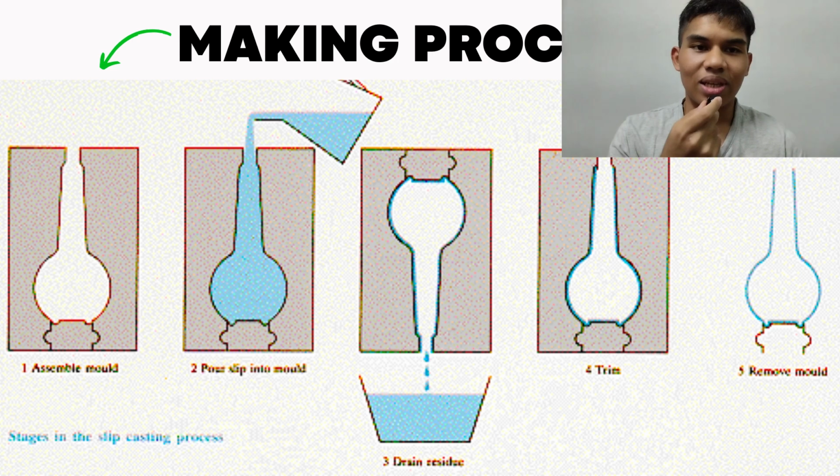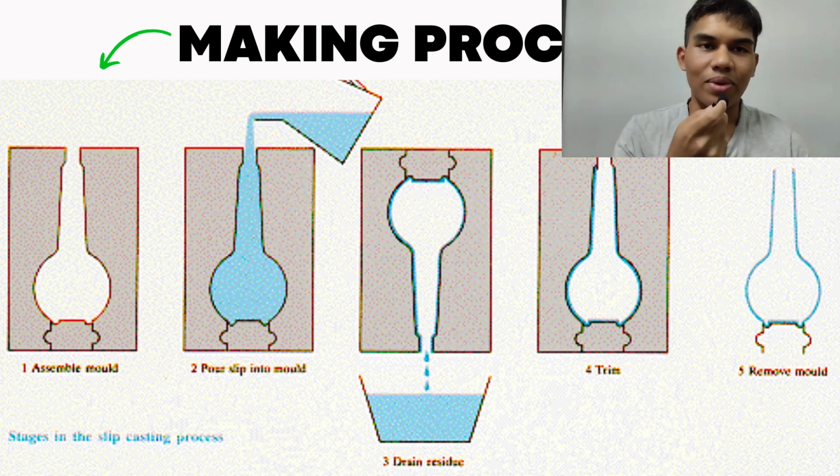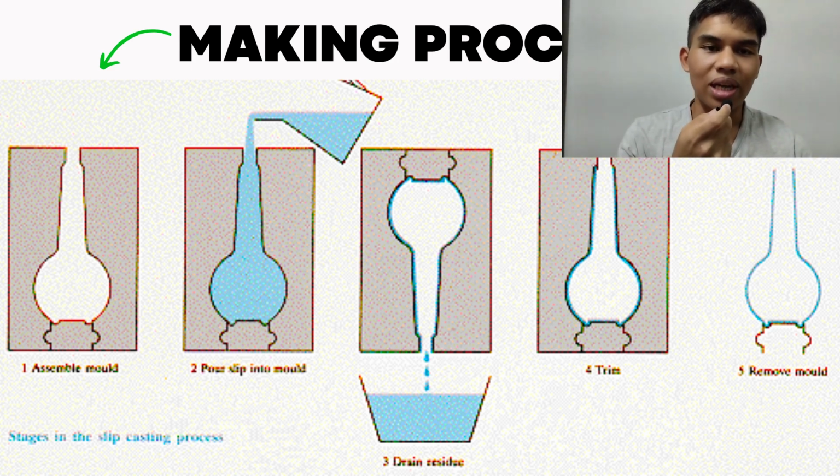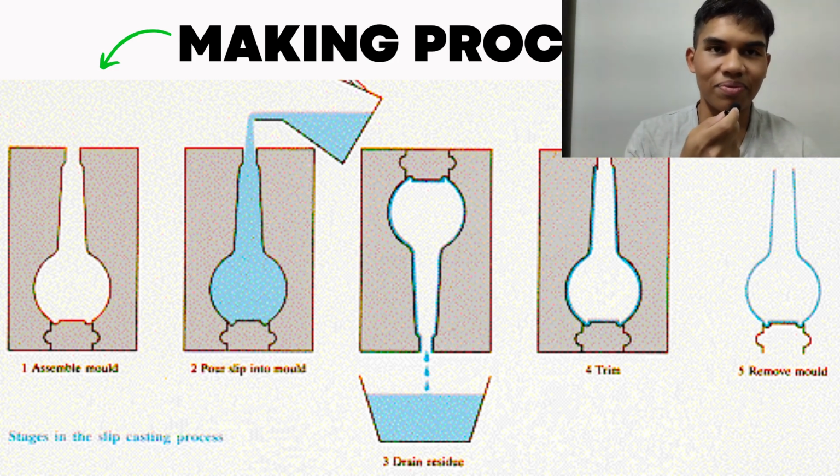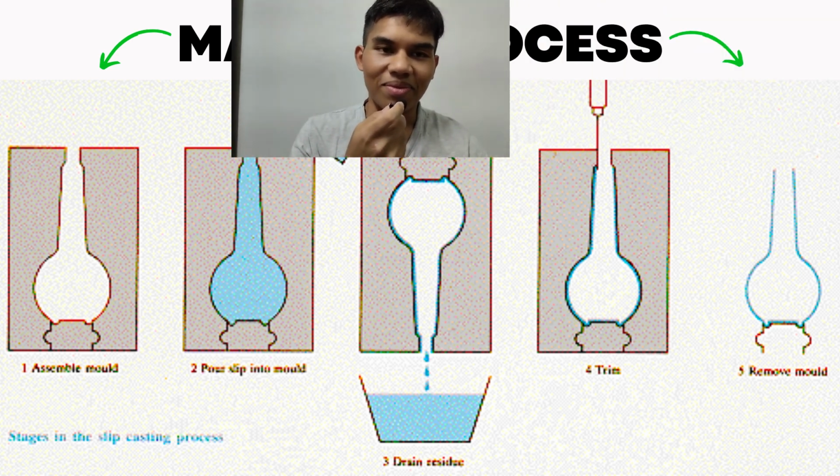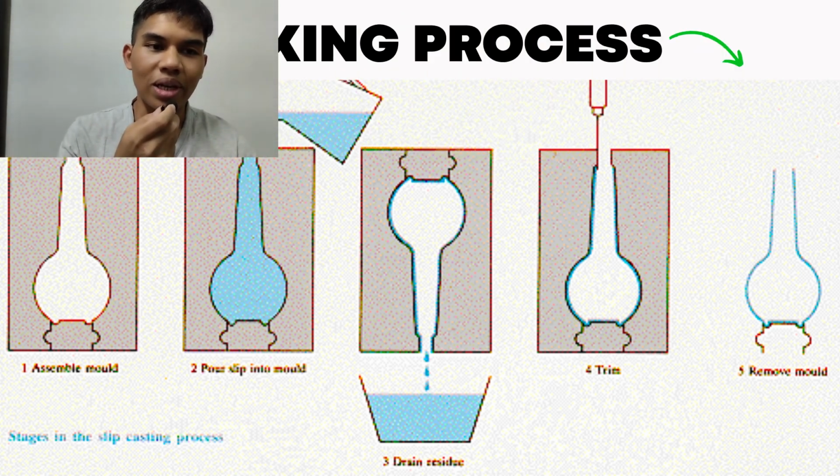First, we have to find a mold. Then the mold is poured with slip, and after we leave the slip for several hours, we have to drain the excess slip from inside the mold. After a period of time, the mold is opened, leaving only the formed cast.